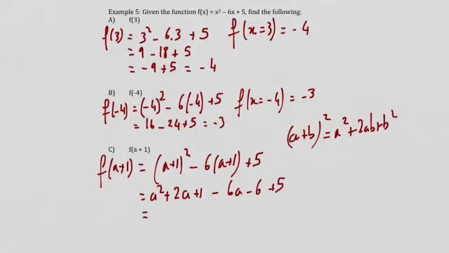That gives me a squared. Then 2a minus 6a, minus 4a. Then 1 minus 6 minus 5 plus 5. We're done. At the end of the day, maybe sometimes you might find the answer as a factor, a minus 4.